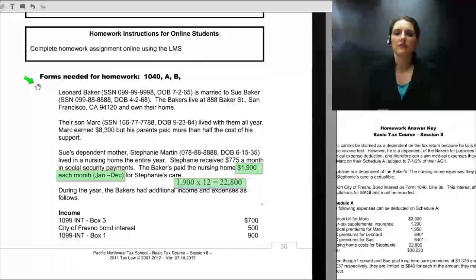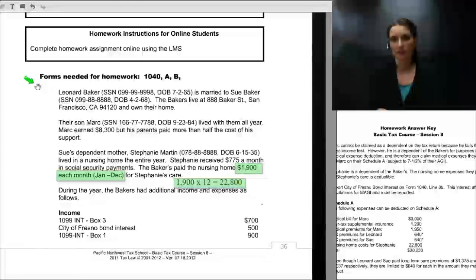And I have up in front of you now the homework assignment from Session 8. It involves preparation of a tax return for Leonard Baker. So let's just break this problem down into its component parts, and then we'll move over and take a look at the finished return.